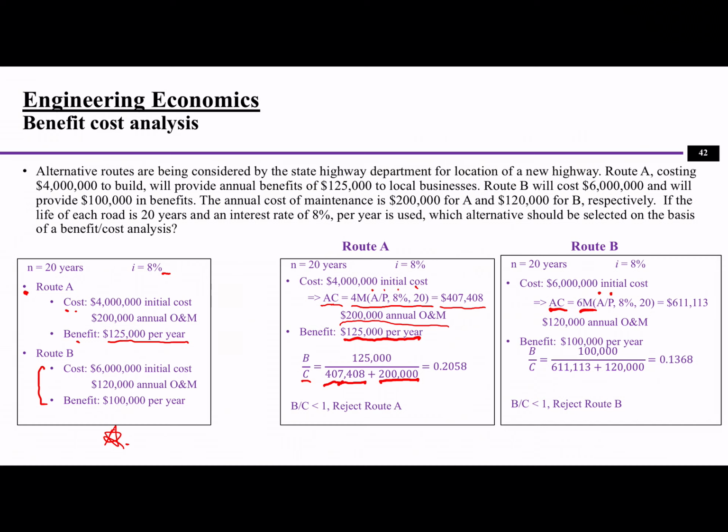All right, now let's look at Route B. Same thing: we convert everything into annual worth. Given the present worth of $6 million, find A with interest of 8% and 20 periods. We get this annual worth, or annual equivalent, of the cost. Another annual cost is $120,000 operation and maintenance, and the benefit is $100,000 per year. We use this, and we also get a value less than 1, which means the benefit is also less than the cost. So in this case, we reject Route B too.